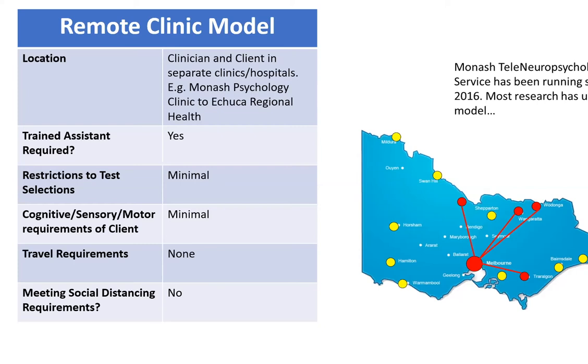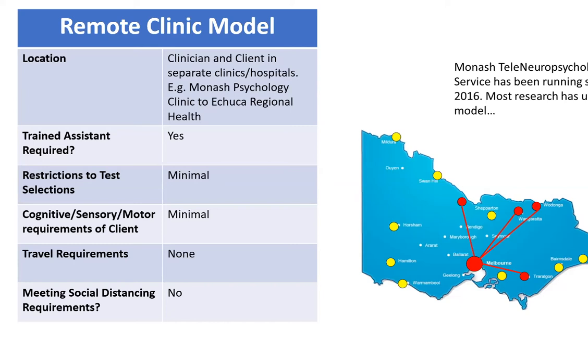What that requires, importantly, is a trained assistant. So we have an allied health assistant that is available on that day to provide help where necessary. And that's required to set up the technology, transfer the patients to that room, help out with some tests where needed, which I'll talk about soon. So there is a resource required.